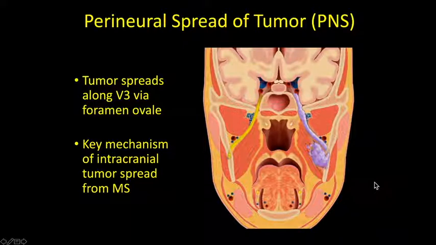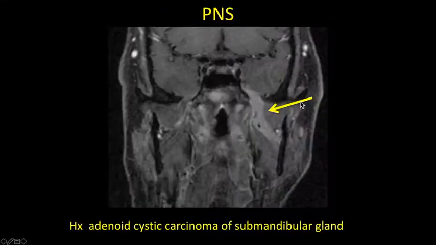And perineural spread of tumor, the main mechanism for it to get intracranially from the masticator space is along V3. And as you can see in this cartoon, the patient has a mass involving the medial aspect of their mandible, lower down. There's abnormal thickening of V3, the mandibular nerve, all the way up through foramen ovale into the Meckel's cave area. And this image nicely corresponds, I believe, to that diagram.